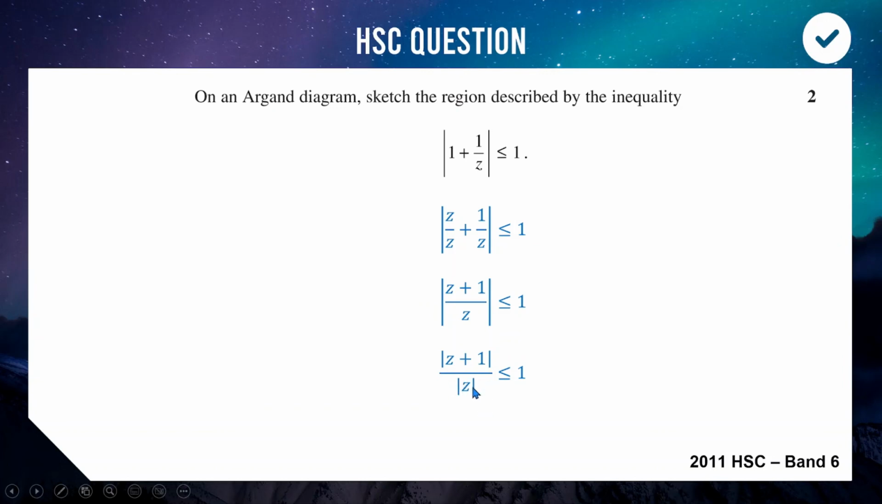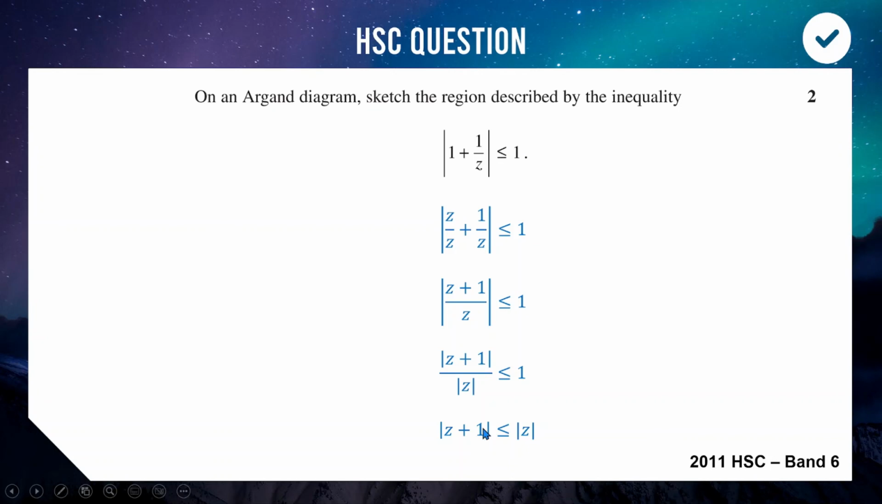Now this is good because we know that the modulus of z is a distance, which means it's a positive number, so we can multiply it across the right-hand side, and we don't have to worry about this inequality turning around because we're definitely not multiplying by a negative number, because how can a distance be a negative number? That's not how distances work. So multiply it across, and we're looking like this.